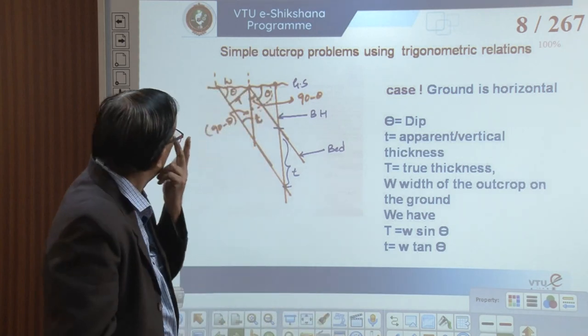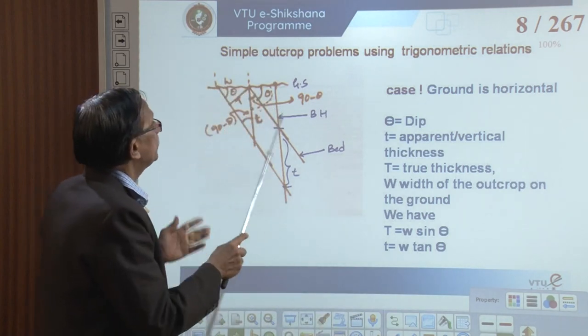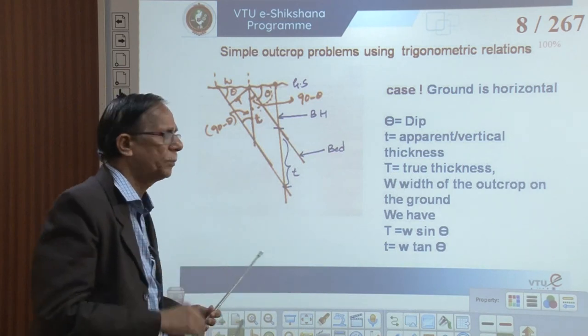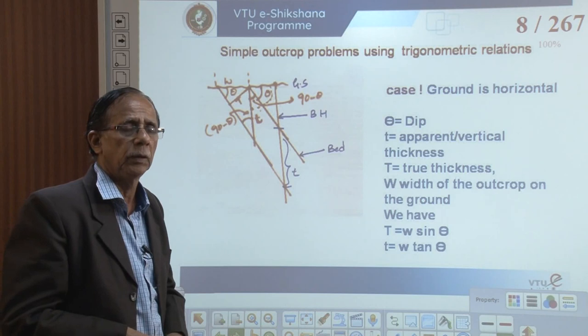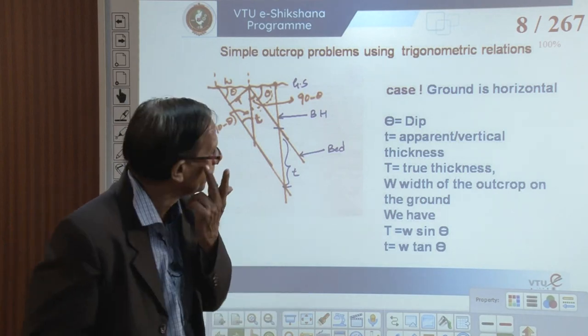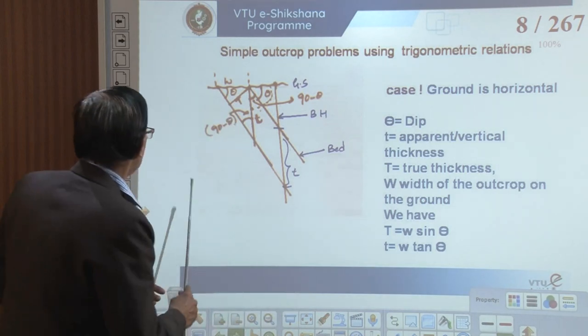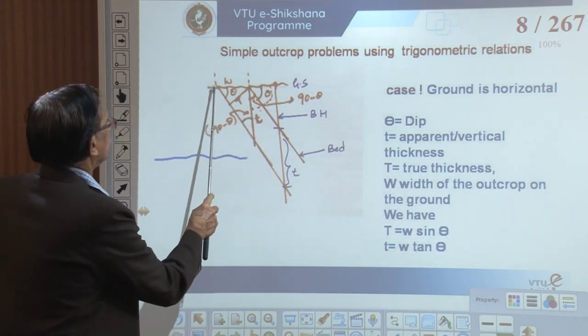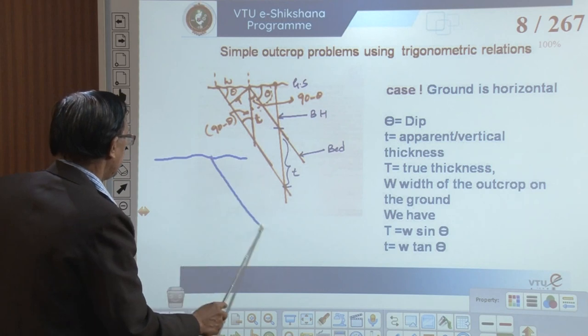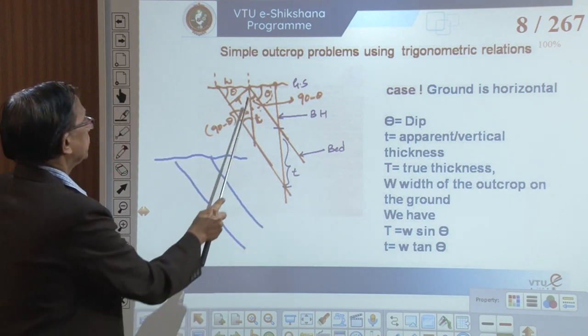Therefore, we prefer to use some trigonometric relationships as well. Combinations also we can use. Now, we start with a simple problem. Case 1. Suppose this is the ground, and this is the layer of rock.